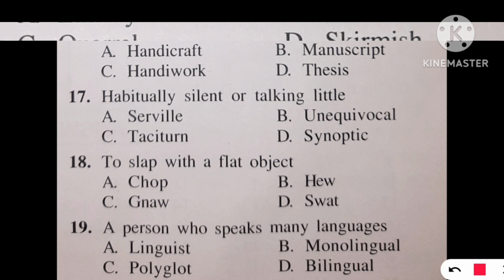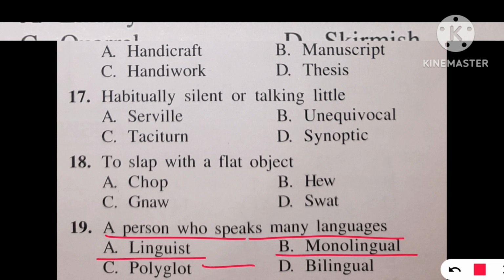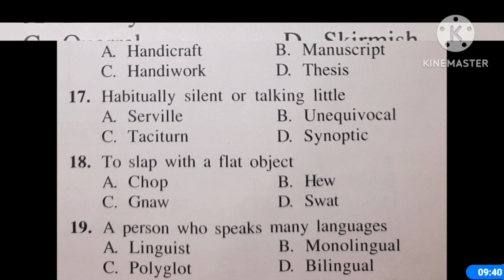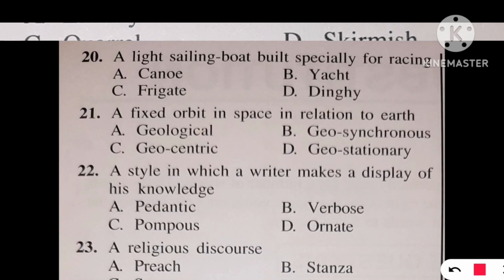Question number 19. A person who speaks many languages. They are called option A, linguist. Option B, monolingual. Option C, polyglot. And option D, bilingual. The right answer is option A, linguist. A person who speaks many languages is called a linguist. 20.